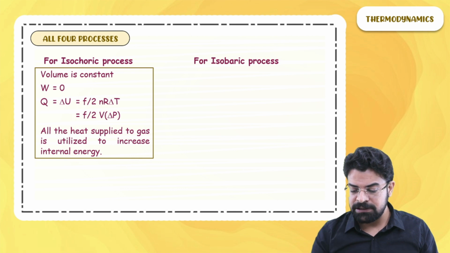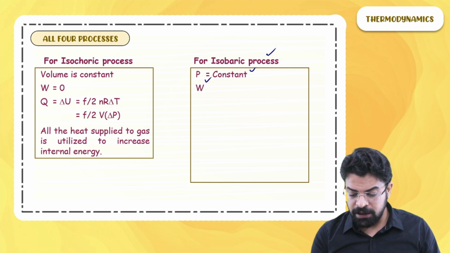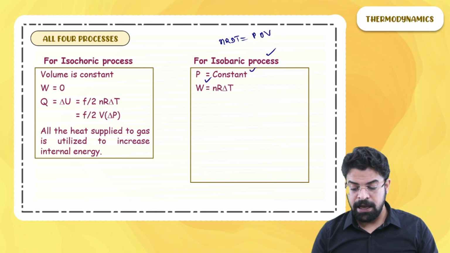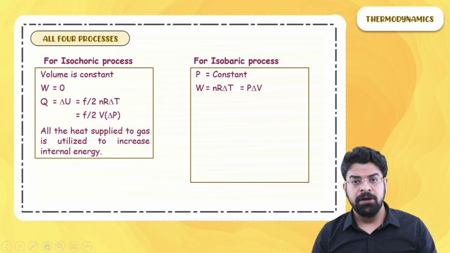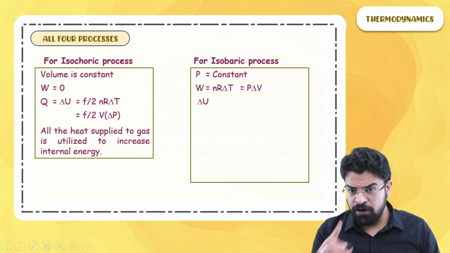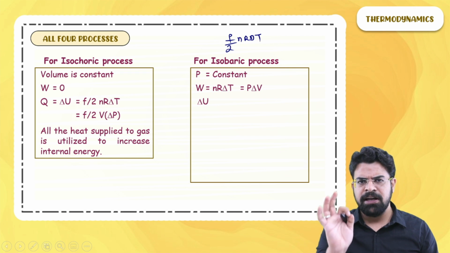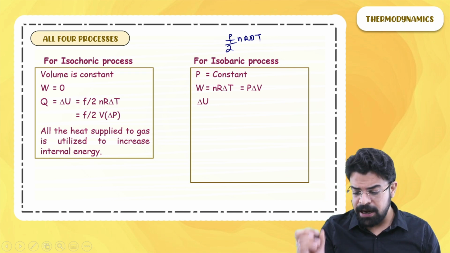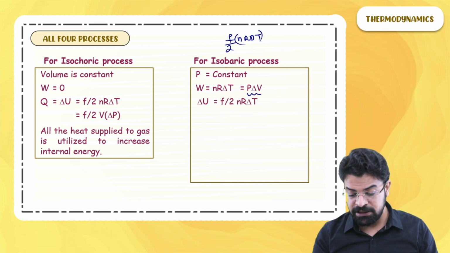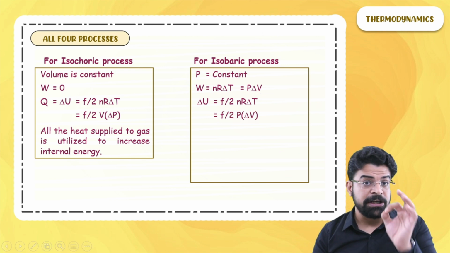The second process we learned was the isobaric process. In an isobaric process, the pressure remains constant. The work done by the gas can be written as nR delta T or P delta V. Here, the change in internal energy of the gas can be written as f/2 nR delta T. For all processes, the change in internal energy can be written as f/2 nR delta T. And for an isobaric process, since nR delta T can be written as P delta V, the change in internal energy equals f/2 times P delta V. The pressure remains constant.